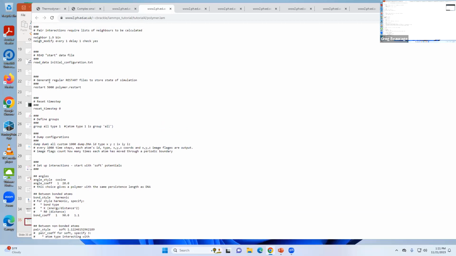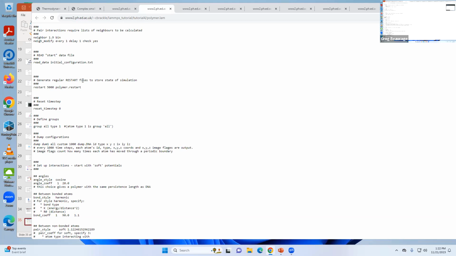Read the initial config, then generate regular restart files to store the state of the simulation. So after every 5,000 time steps, generate a file in case the computer crashes, or maybe you've run it for 10 million steps and stop somewhere. You want to start running the code from where you stopped, like if you run out of Ohio supercomputer money. Yes, your $1,000 runs out.